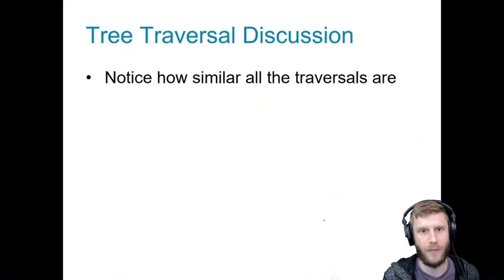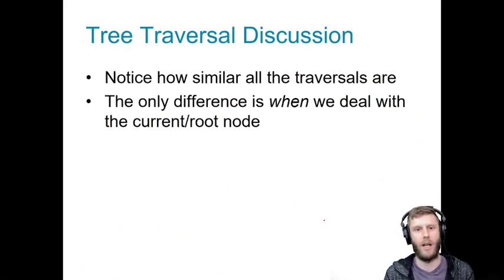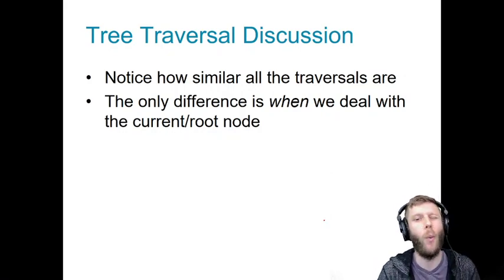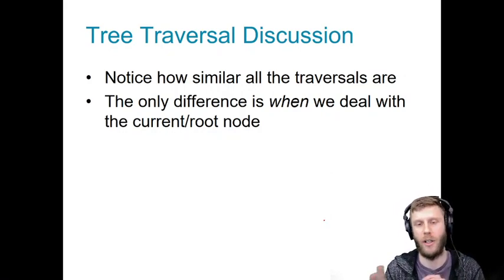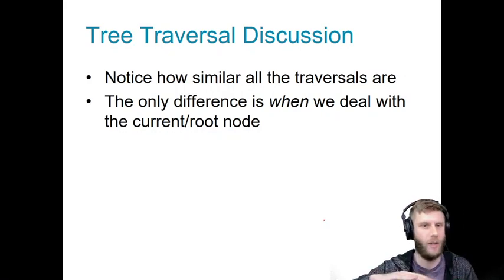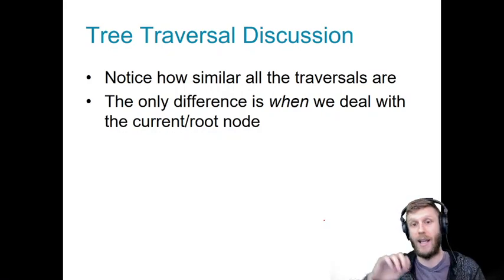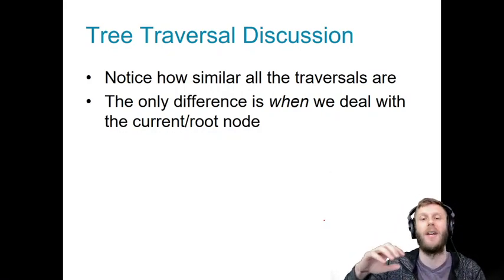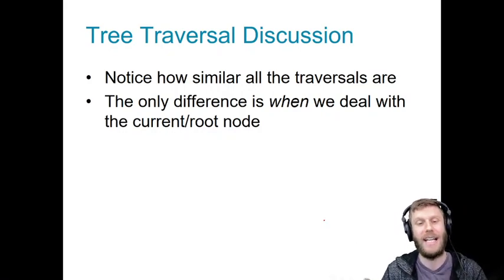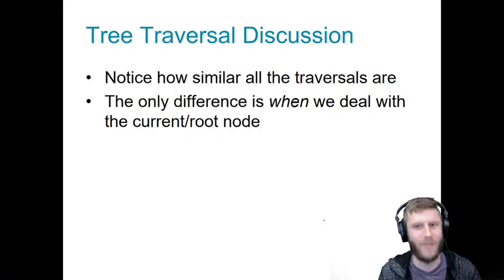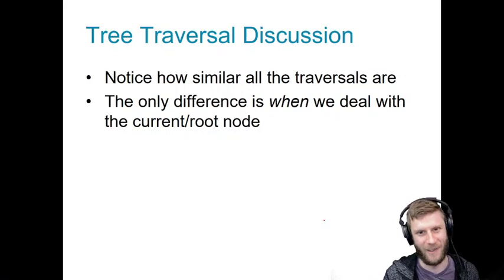Now, notice how similar these traversals are in terms of their algorithm. The only difference is when we deal with the current node. In pre-order, it's before we do any recursive calls. In-order, it's in between when we do recursive calls. And in post-order, it's after we do the recursive calls. We are very lucky that we have come up with such appropriate names that basically describe the algorithm.